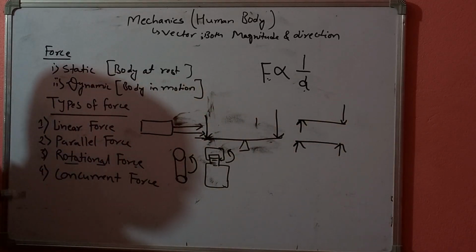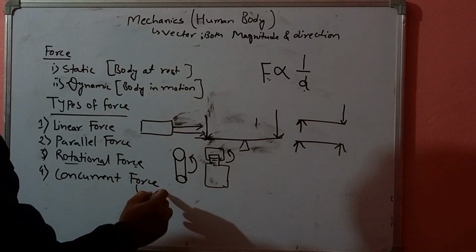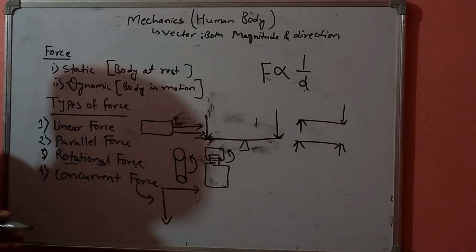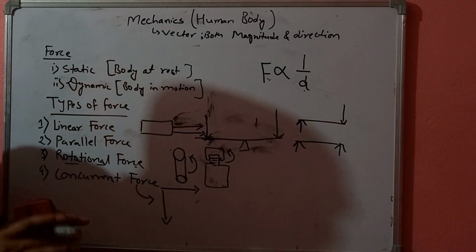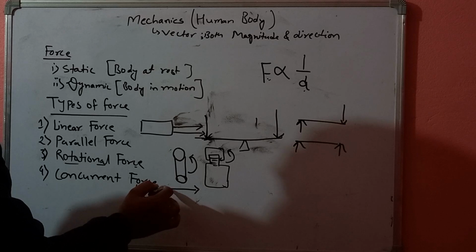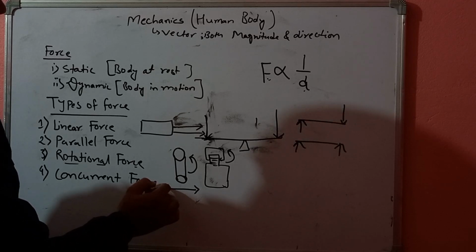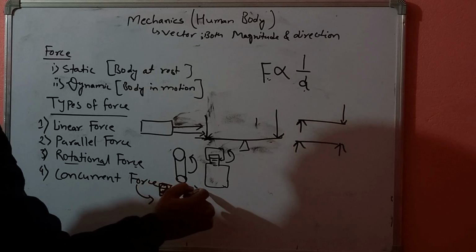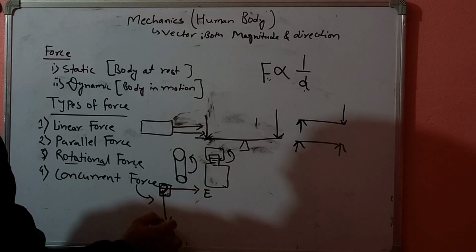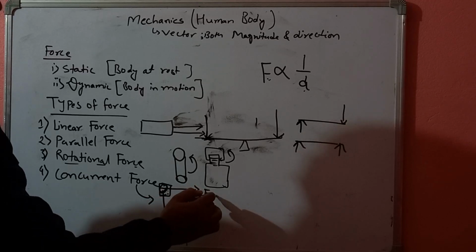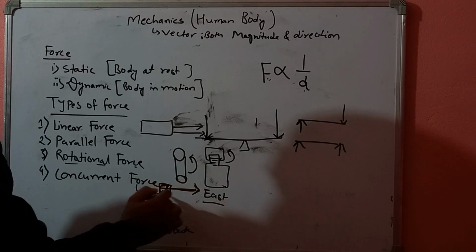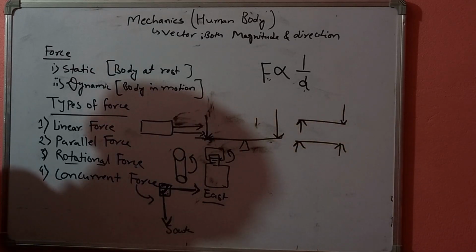Now what is concurrent force? In concurrent force, the forces act perpendicular to each other, not only perpendicular but diagonal, not in the same line, not in a parallel line. Maybe someone is pulling this object in one direction, suppose the east side, and someone else is pulling to the south side, right? The forces act in one direction and in the other direction. These are concurrent forces, understood?